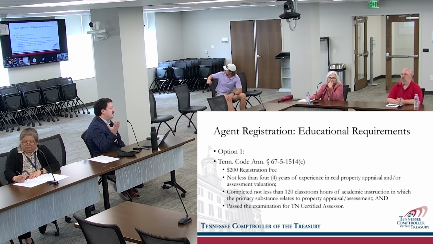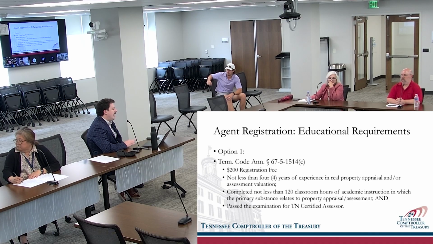As a refresher, to become a registered agent, you've got two options. Option one is set forth in Tennessee law. You pay that $200 registration fee. You also must have 4 years of experience in real property appraisal and/or assessment valuation, so 4 years of working in the valuation field. And then you have to have completed not less than 120 classroom hours of academic instruction in which the primary substance relates to appraisal or assessment practices. And then finally, you have to have passed the Tennessee Certified Assessor exam.